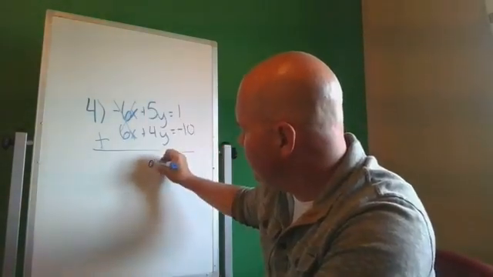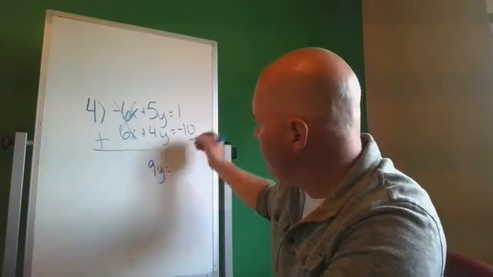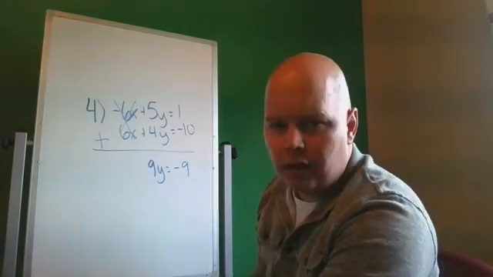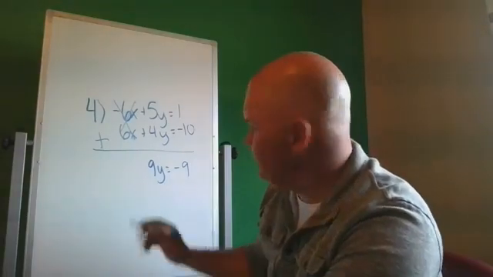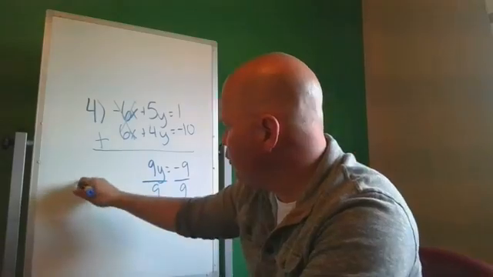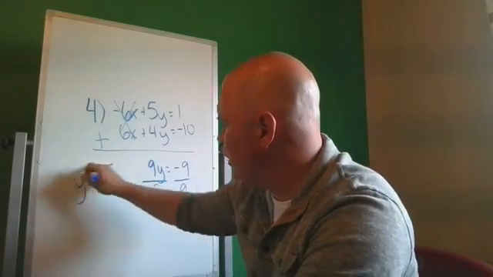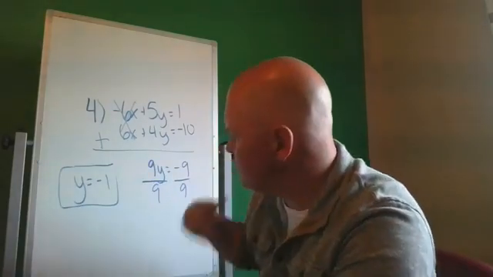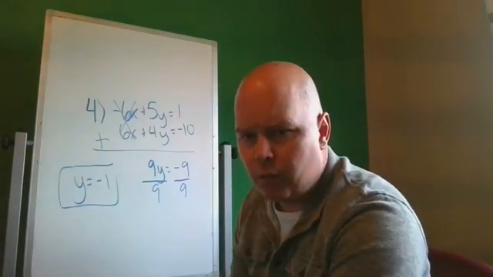5y plus 4y is 9y's, and 1 minus 10 is equal to negative 9. Okay? And then all I have left to do is divide, and I've solved my equation. I get y is equal to negative 1, and that's where we're going to stop for today as we're learning how to solve with elimination, just right there. Okay? That's what we're doing.